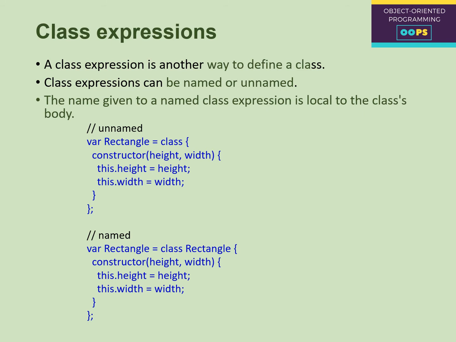We can make classes with names, and this is the code for named class expressions. Here variable rectangle is equal to class Rectangle, then with the constructor function height, width, this dot height is equal to height and this dot width is equal to width. So in this case of named expression, a class name is followed by the keyword class. That is the difference. But this class name is local to the corresponding class body.